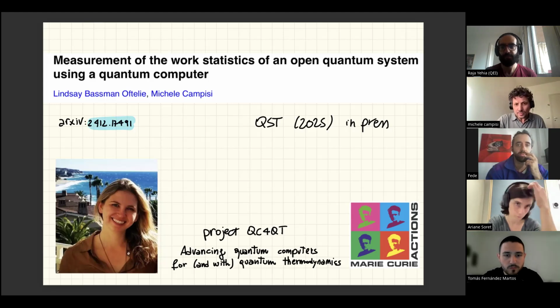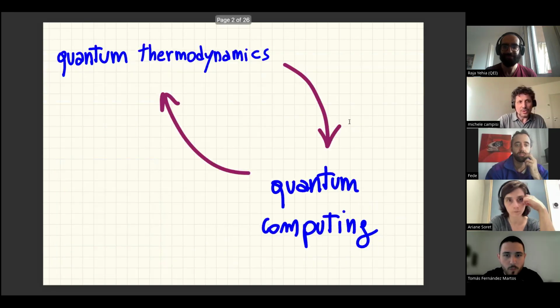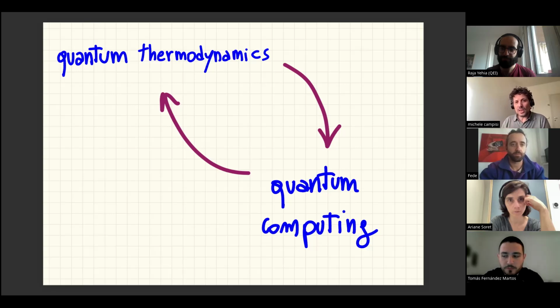Okay. Yes, this slide here is the philosophy of Lindsay's project. We believe that there can be a circle of mutual benefit between quantum thermodynamics and quantum computing. So the two fields can, and in fact do, help each other advance.